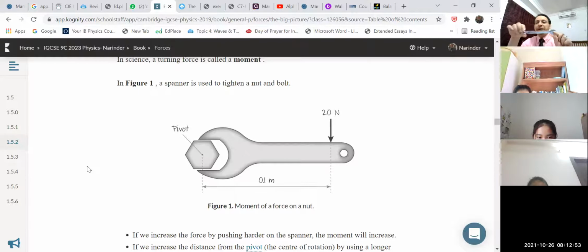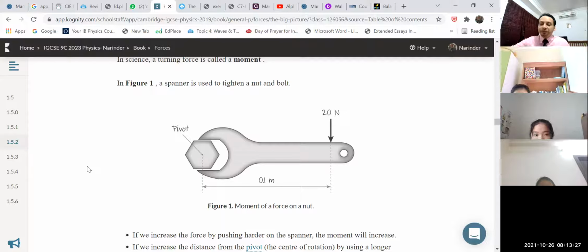So in this spanner, children, I am going to apply a force here. For the nut, I consider my finger. Now here I am applying a force with my right hand. As an effect of this force, you can see the spanner rotates about an axis, about the nut, maybe clockwise or anti-clockwise, depending upon the situation. We are going to open or close the nut.